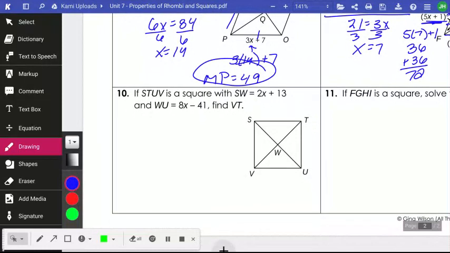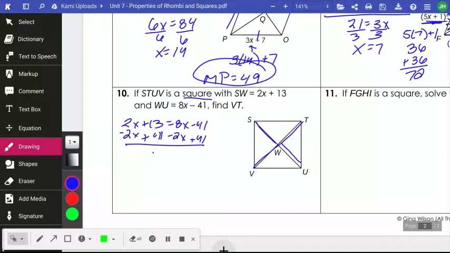All right, now this is a square, so always pay attention to the information you are given. Since that is a square, you are going to be looking at this being SW and this being WU, and we know that diagonals are bisected, and we're going to be looking for VT, which looks like a whole other thing, but the diagonals are also equal. So I'll use that x to find that. So I'm going to set equal 2x plus 13 and 8x minus 41. I'm going to subtract 2x from both sides while adding 41 to both sides so that I get 6x is equal to 54. I'll divide both sides by 6, and I'll get x is equal to 9.